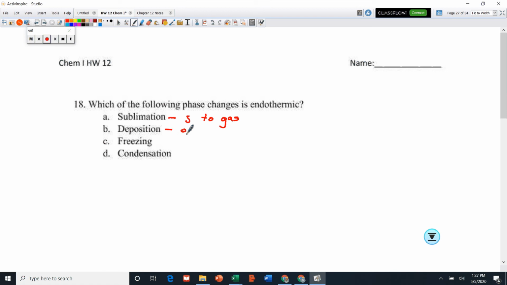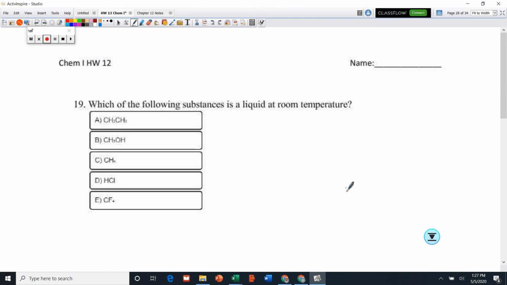Deposition, we're going from a gas to solid. Freezing, we're going from liquid to solid. Condensation, we're going from gas to liquid. From there, you should be able to figure out which direction energy is flowing. Is energy flowing in or energy flowing out?